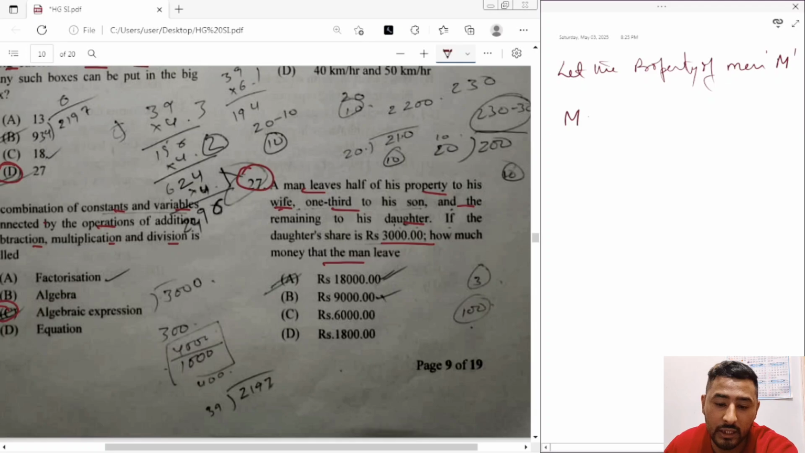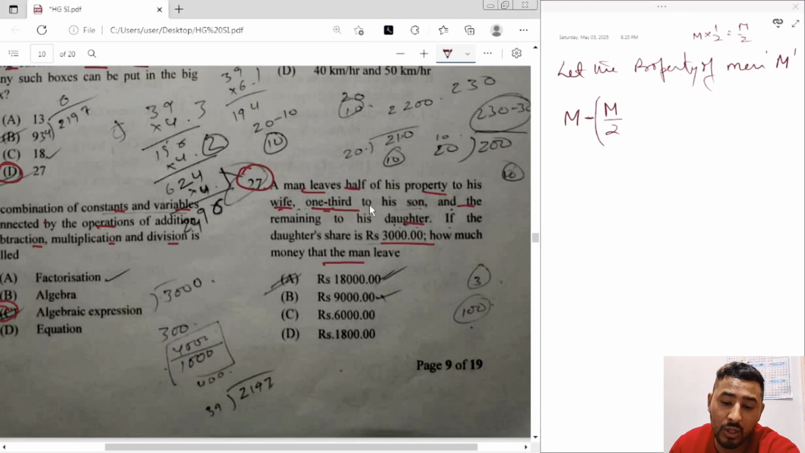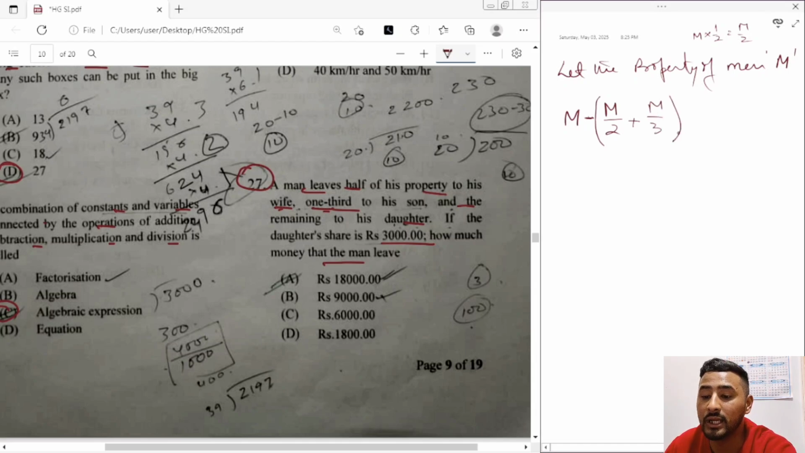So he has given how much? He has given half of his property to his wife. So you should subtract, right? From here only you will give half. So can you write m by 2? Because it will be m into 1/2. Directly we can write like this. Give bracket. And he has also given 1/3 to his son. So this will be added, right? 1/3 means m by 3. And this will be equal to how much? Since the daughter already got 3,000.